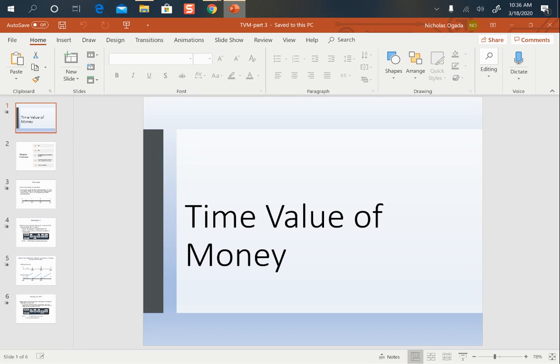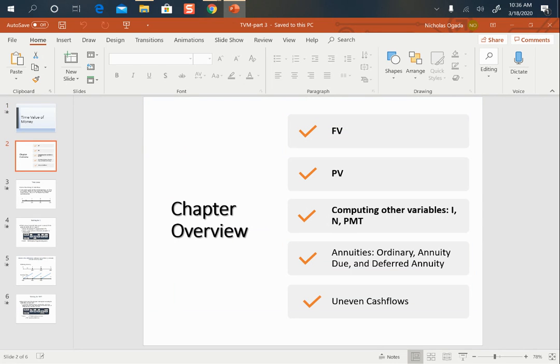In this presentation, I want to focus on a different concept, and that is how we can compute the other variables relating to time value of money, and that is how to compute interest, the number of periods, and the payments. Now, I'm going to focus mainly on two in this presentation, the interest and the number of periods. I'm going to leave the payments, or the PMT, because we're going to address this later on, but I'll try to mention what this is all about.